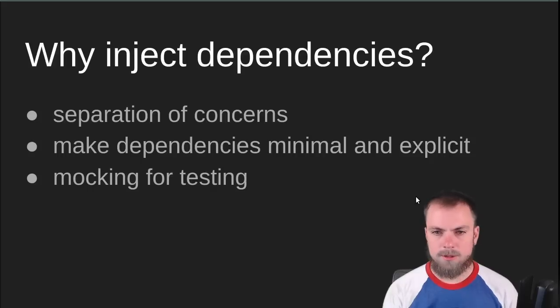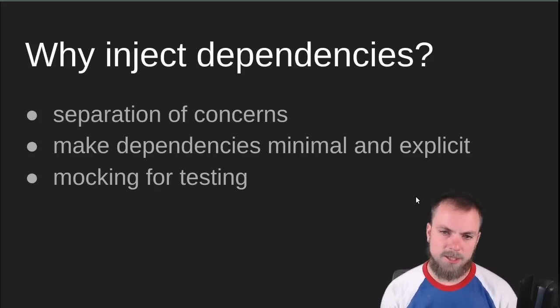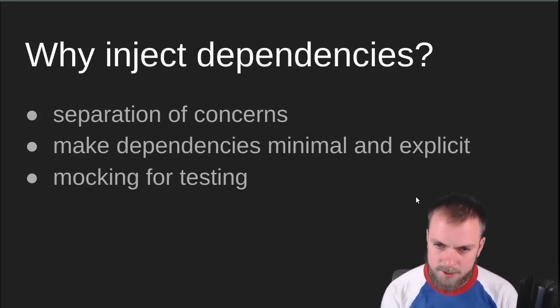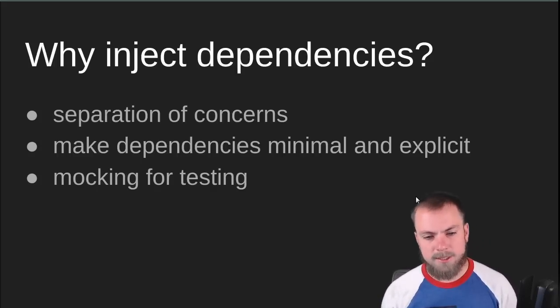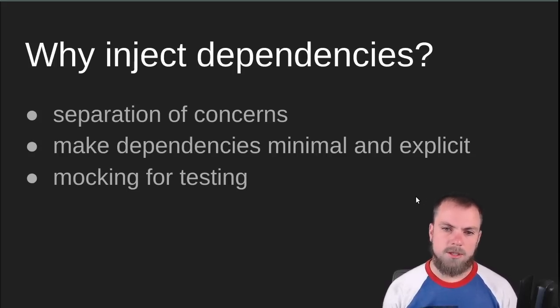So why do you want to do dependency injection? You want separation of concerns. You don't want to create a giant code base where all your code is interdependent on each other. That makes it really hard to change, and it makes it really hard to test. You want your dependencies minimal and explicit, like you only want to depend on the things you use in any given piece of code, and you want mocking for testing.